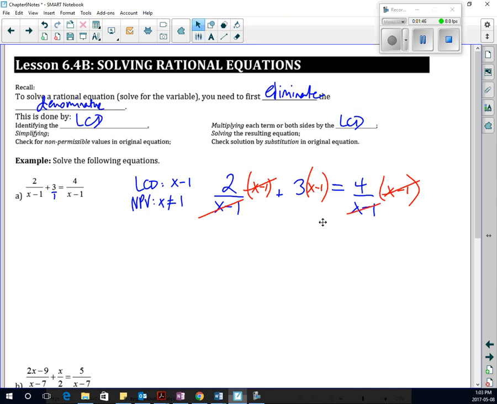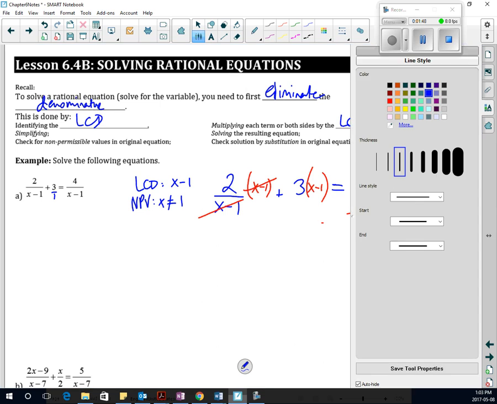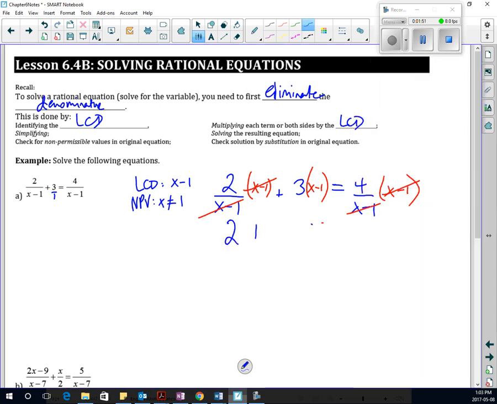So then what am I left with here? I'm left with 2 plus 3 times x minus 1, which is 3x minus 3, equals 4. So I'm going to move it over. What's 2 minus 3? Minus 1. If I move it over, I get 5 on the other side. So x equals 5 over 3.